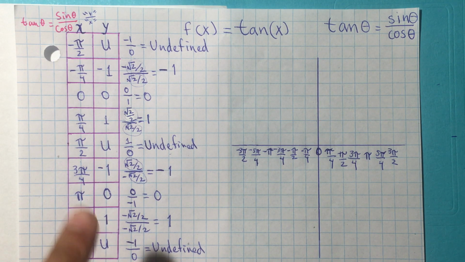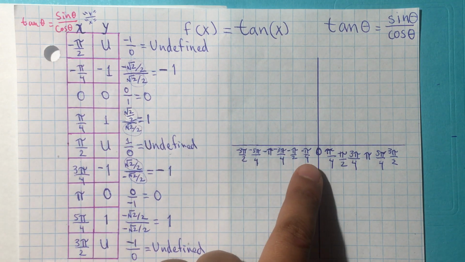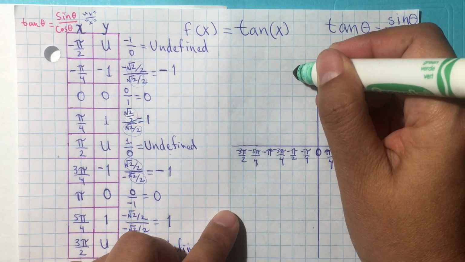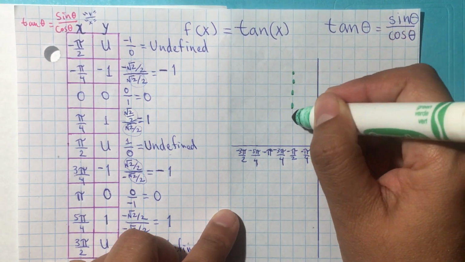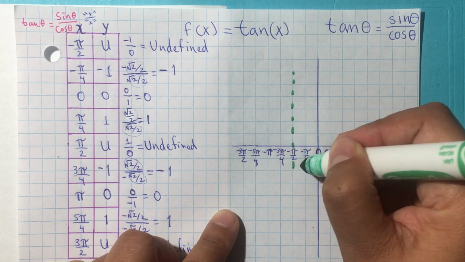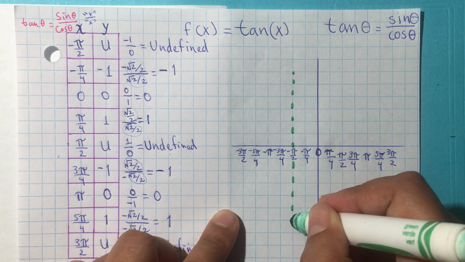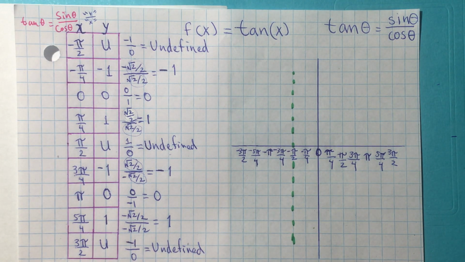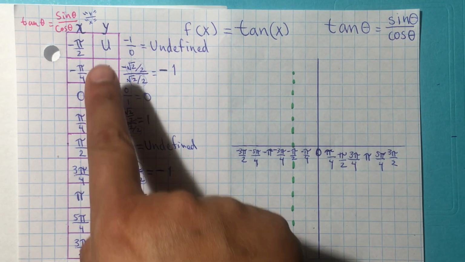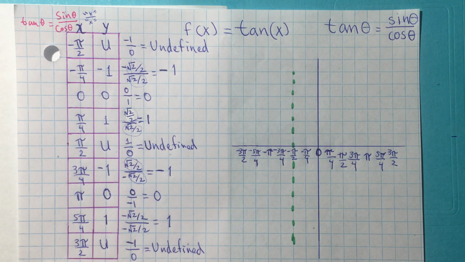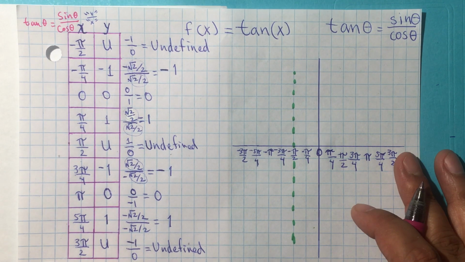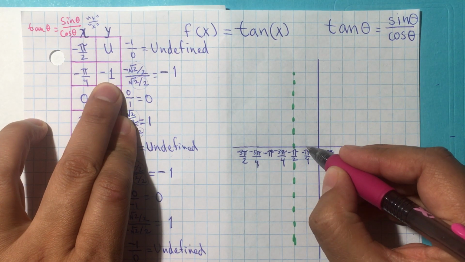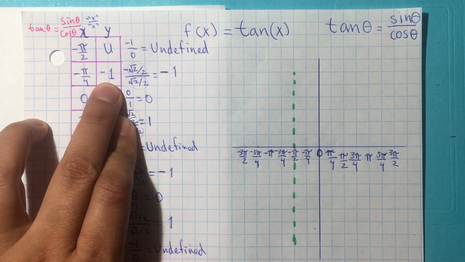Just so that you understand where they come from. In here we have -pi/2. -pi/2 is right here, and that's undefined. So what we're going to do is draw a vertical line, and we can write it dotted. It just means that it will never touch that line. The graph will approach it, but it will never touch it because it's undefined. It's not possible for there to be points in there. And -pi/4 is -1.